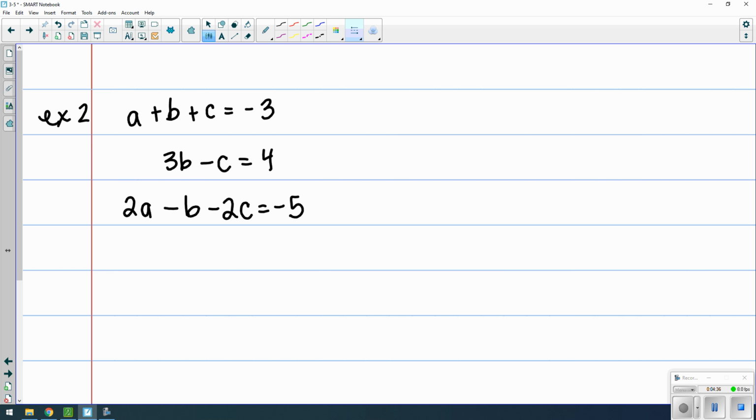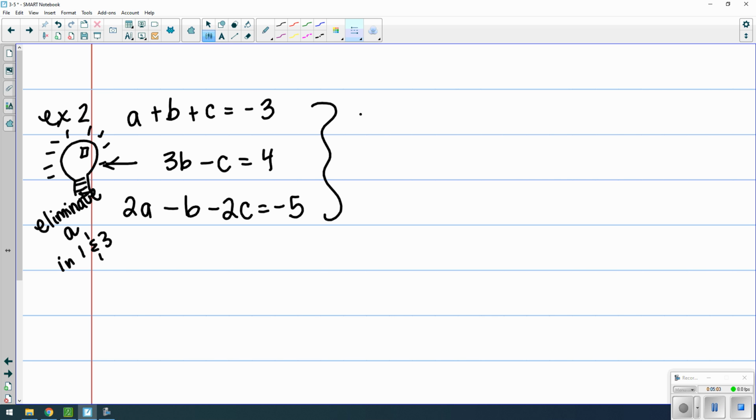Okay, the first step is to have a great idea. Have a bright idea. Here's my bright idea. Light bulb moment. I am going to eliminate a. Now, I'm going to eliminate a in equations 1 and 3. So here we go. I'm going to take 1 and 3. But, oh wait, I can't eliminate a in 1 and 3. What would it take to eliminate the a?